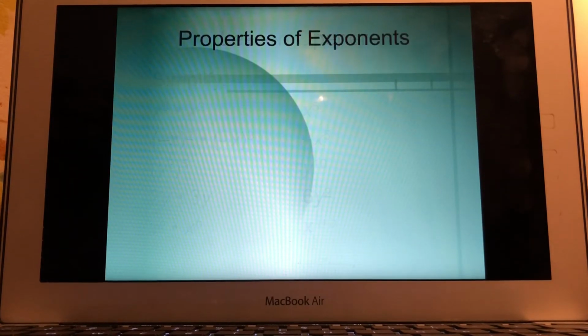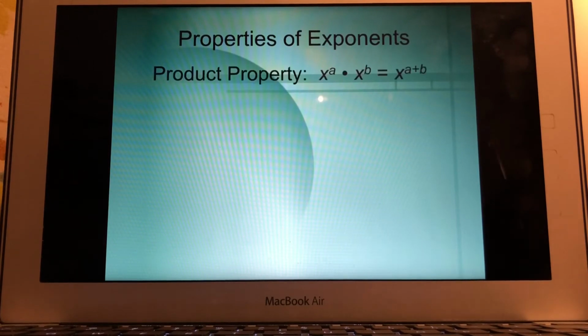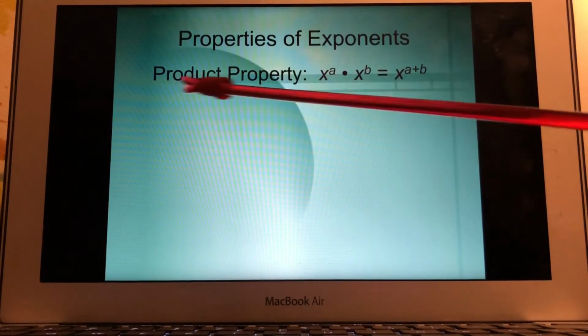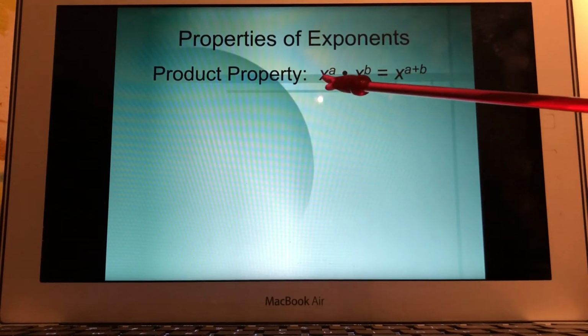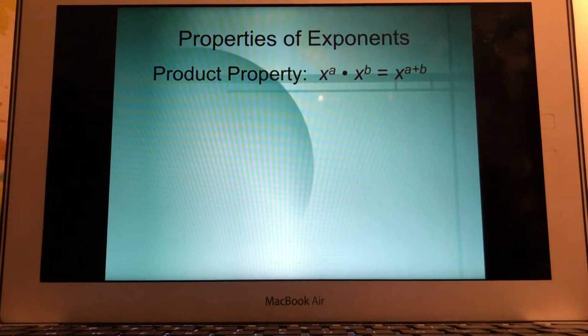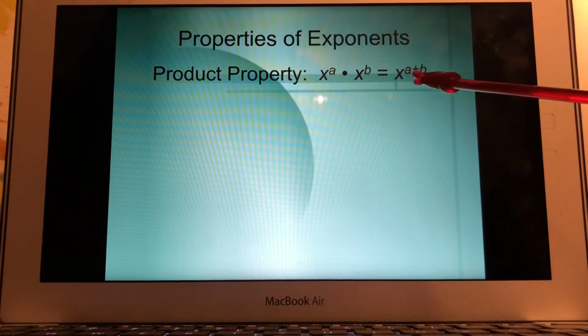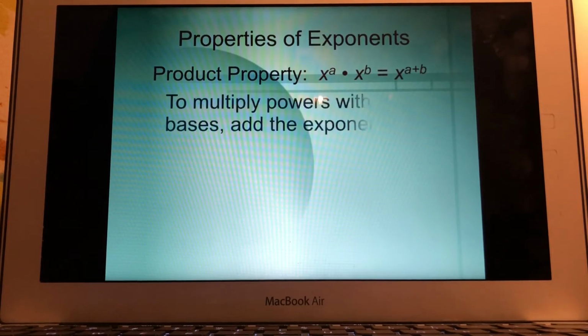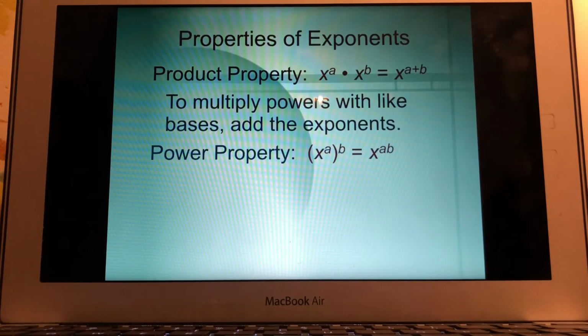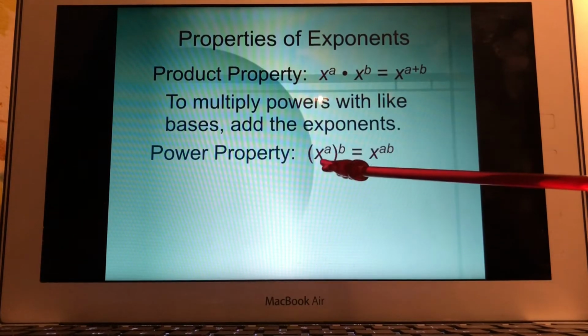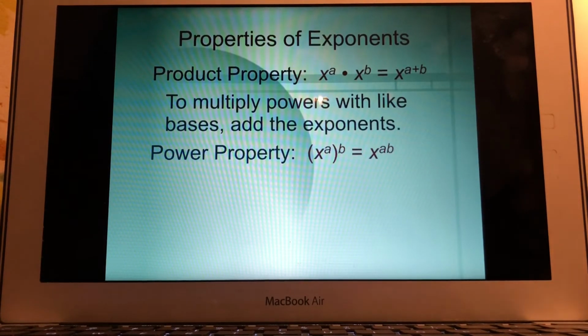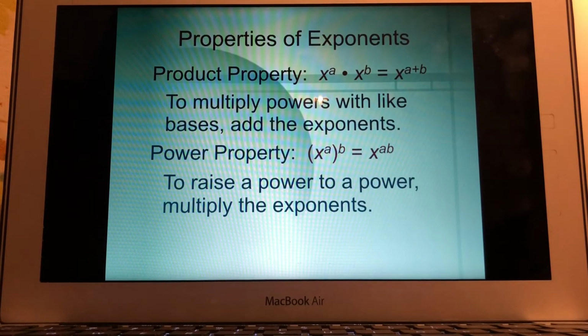Now, let's take a look at some properties of these exponents, okay? So, the product property means that if I'm multiplying a number that's the same base, then I just take the exponents and I add them together, a plus b. To multiply powers with like bases, add the exponents. The power property means that if I have a number raised to another power, then I'm just going to multiply those powers together. To raise a power to a power, multiply the exponents.